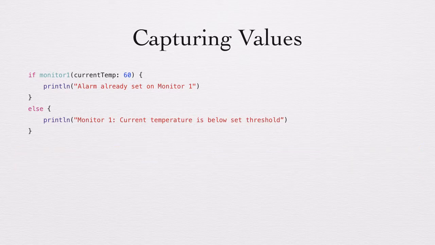Now, add one more call to monitor1, this time setting the current temperature value to 60. As the alarm has been previously set, the function returns true without printing the setting alarm message. When you run this snippet, you would see the output shown here. Note that only one line of message is printed. The function itself does not print any message on the console. Check out the monitor function code to satisfy yourself.